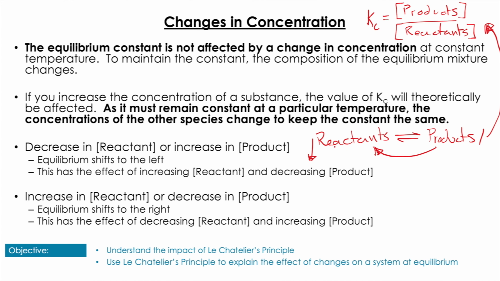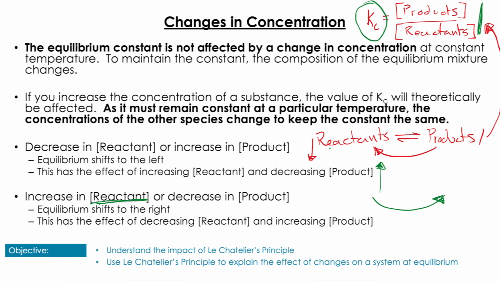This is what we call the shifting of the equilibrium. Remember, that is just Le Chatelier's principle. It's resisting the change. The same is true if we increase the concentration of our reactant. Now, if we increase the concentration of our reactant, then the denominator of the fraction is going to increase, and therefore some of the reactants will turn into products in order to keep that proportion the same, in order to keep Kc the same.